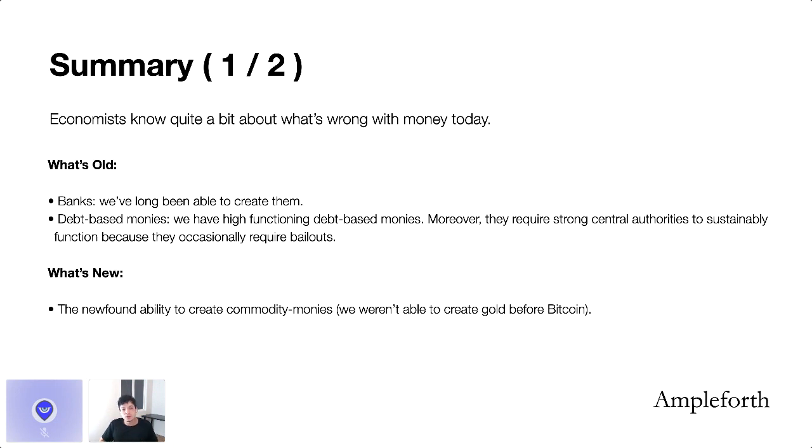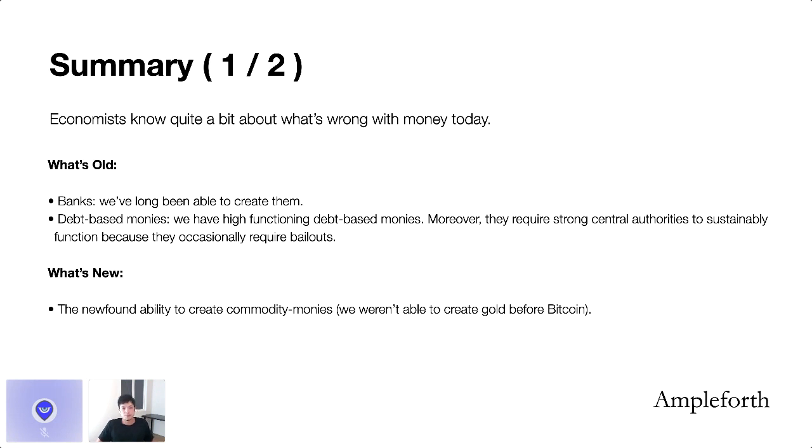But what really is new here is this newfound ability to create commodity monies, right? We weren't able to create gold before Bitcoin. Isaac Newton was famously obsessed with alchemy. He would have been impressed, I think, by the Bitcoin protocol and its innovation. We weren't able to create scarcity in a purely digital context prior to Bitcoin. So I think it's very clear that the ability to create a commodity money in a purely digital context is what's new.